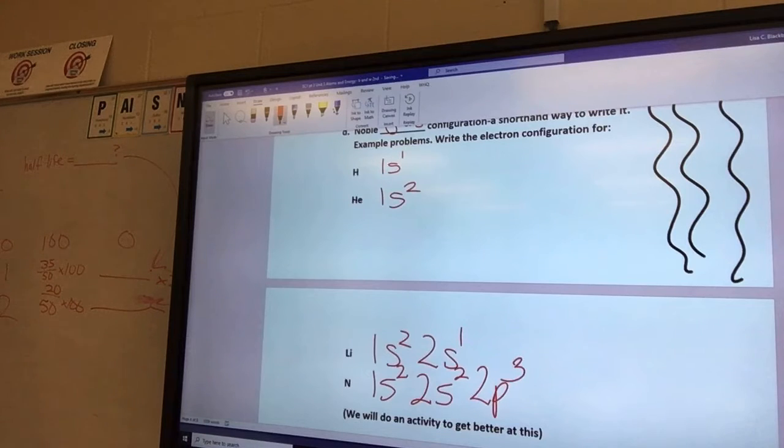So let's do fluorine. 1s2, 2s2, then 2p, 1, 2, 3, 4, 5. Sure. Want to do another one? Let's do aluminum. We're going to play a game with this. 1s2, 2s2, 2p6, 3s2, 3p1. That makes sense. It makes a lot more sense when you did that.